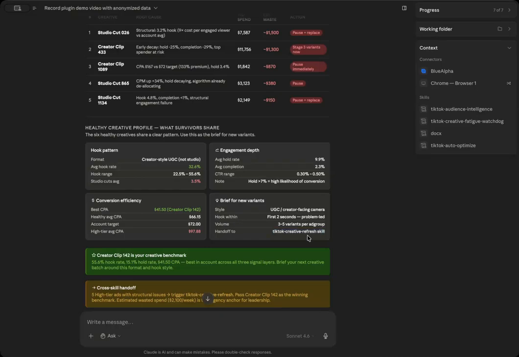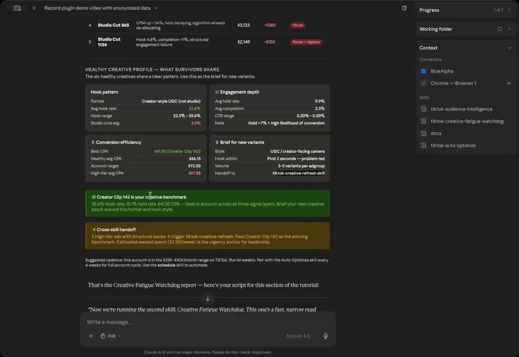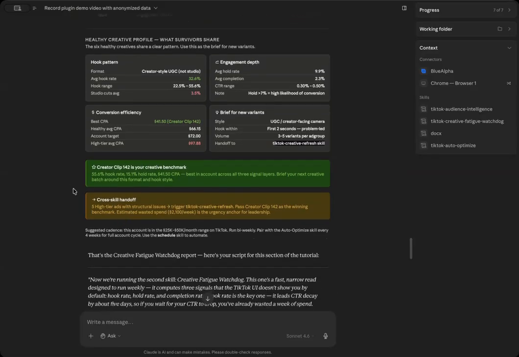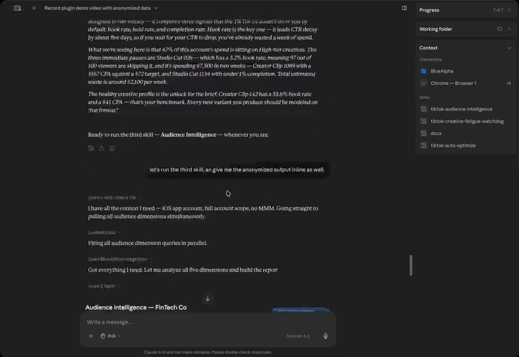And we can then hand this off, for example, to the TikTok refresh skill later on, which we also have in our skill repertoire. And then it also starts to give you, for example, that this specific creative clip is your creative benchmark with a 55.6 hook rate, 51% hold rate, and a 41.50 CPA, best in account across all 3 signal layers. Brief your next creative batch around this, which is super interesting. If I would ask more questions, I could probably pull that individual creative as well within Claude, but we'll hold off on that for now.